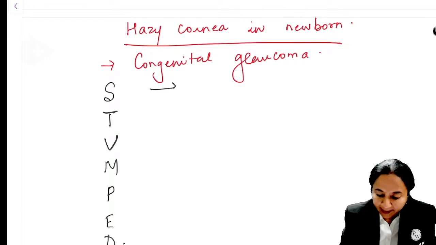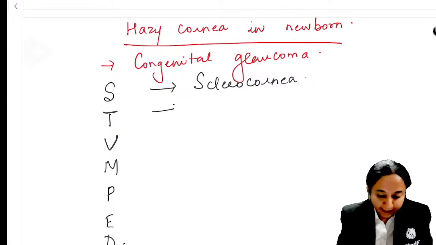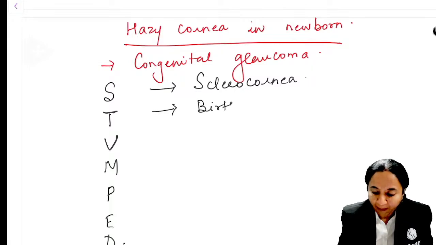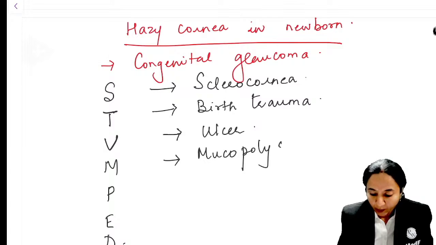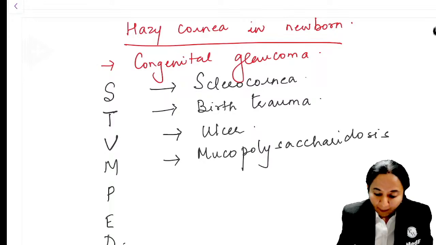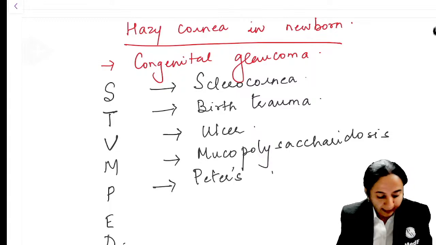So here S stands for sclerocornea, a congenital condition where the cornea is white like the sclera. T stands for birth trauma, which happens sometimes with forceps delivery. U stands for corneal ulcer. M stands for mucopolysaccharidosis. P stands for a congenital anomaly where the patient has a corneal opacity, called Peters anomaly.